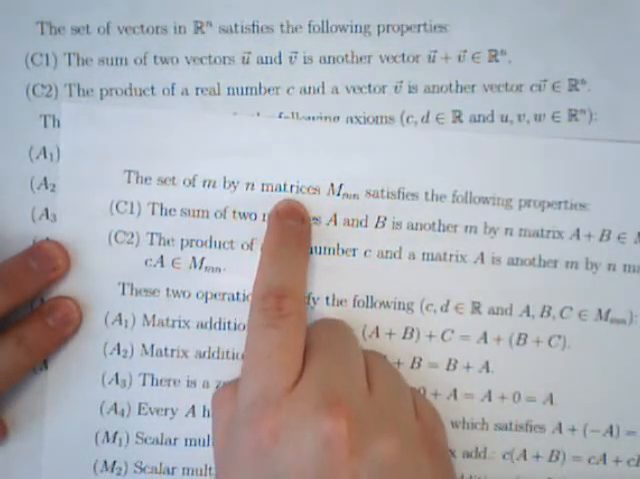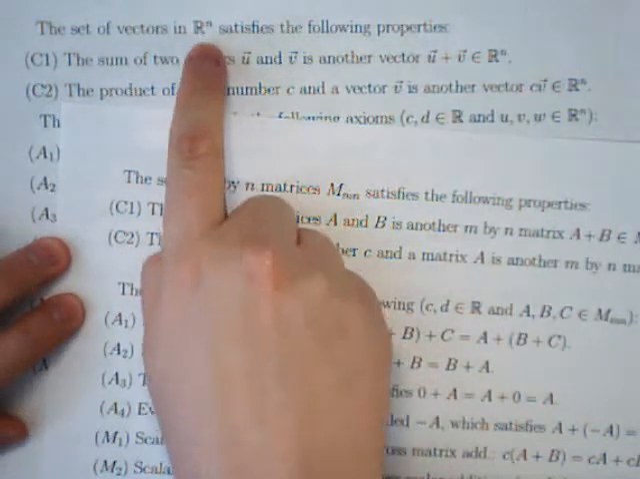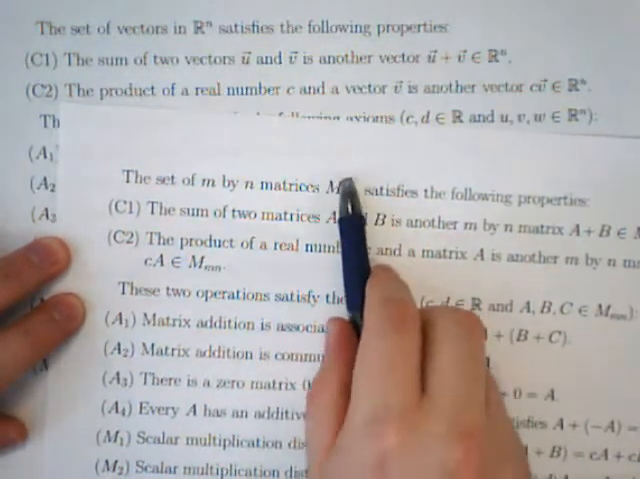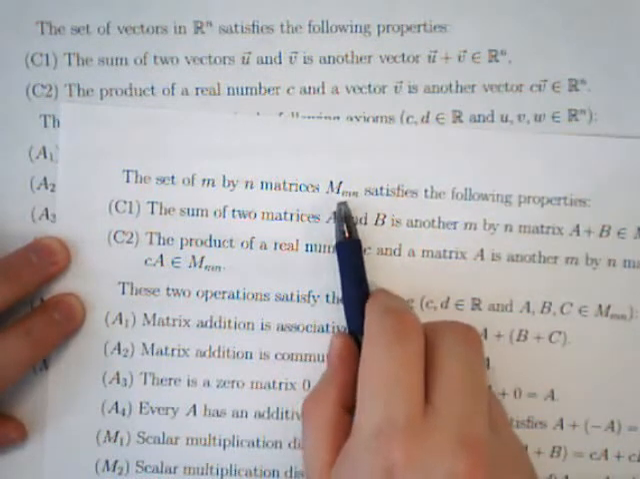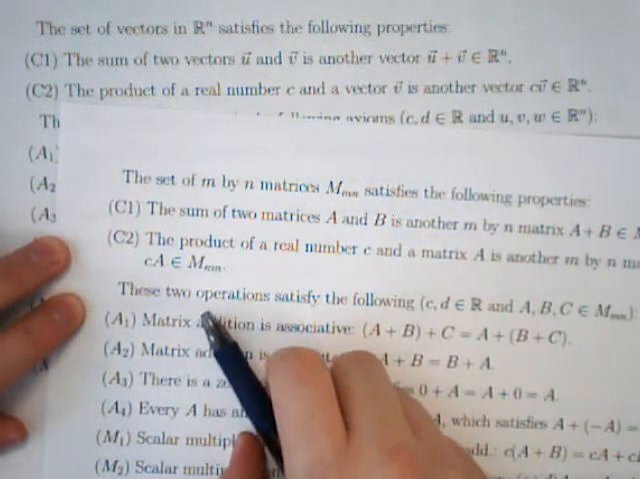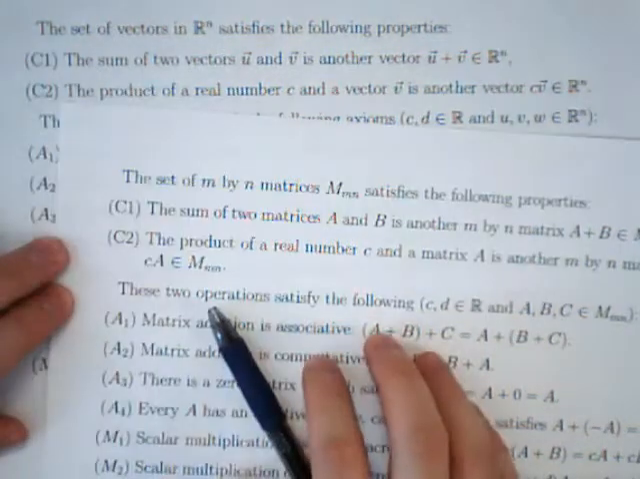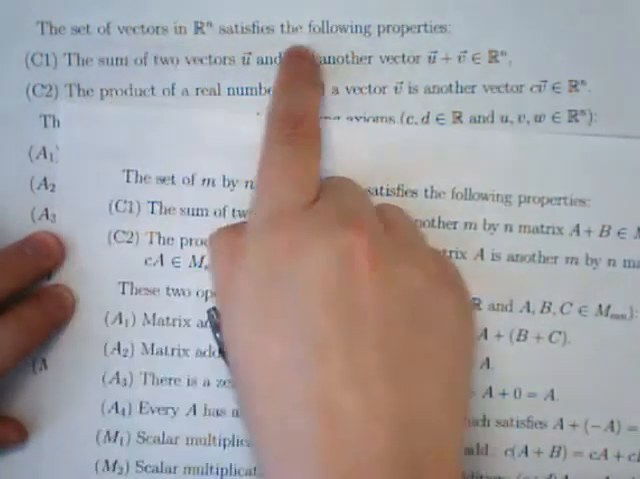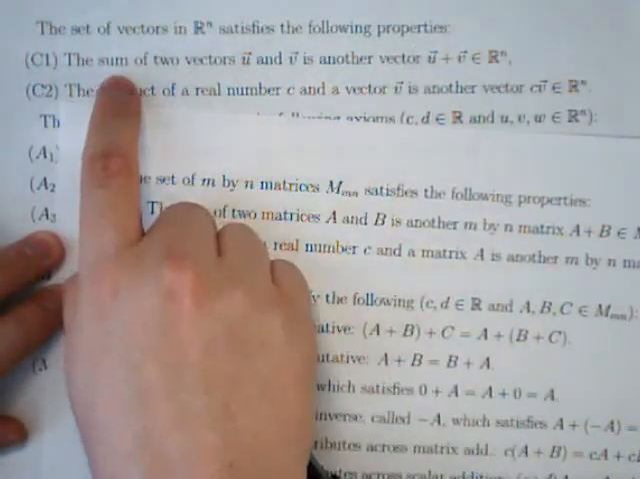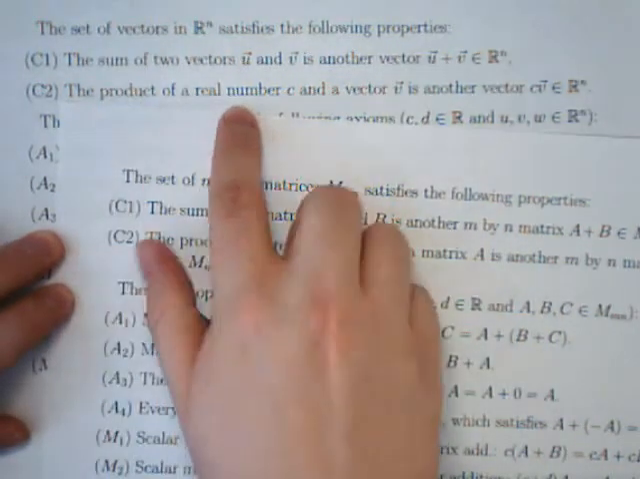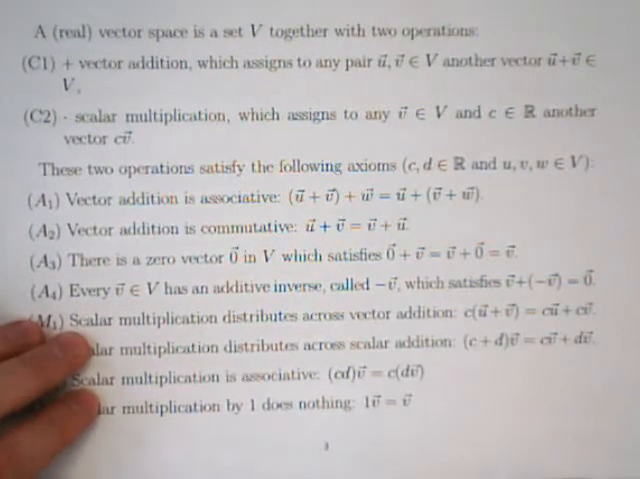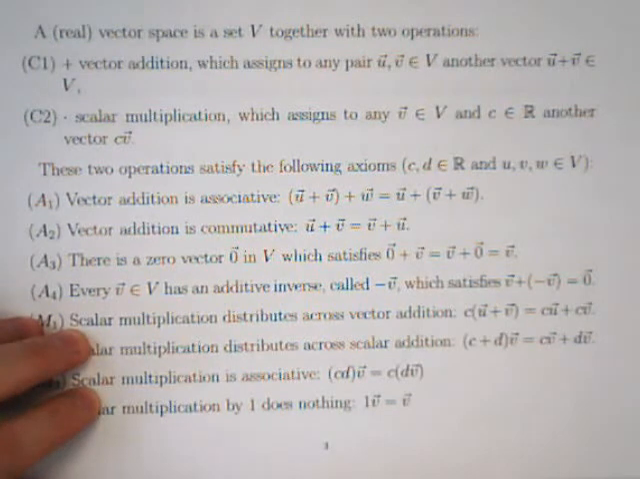So what we're going to do is remove Rn, and remove M sub mn. This notation right here is the notation used to talk about the set of all m by n matrices. And instead we're just going to say a vector space is a set of objects that satisfy, well, you need to have a way of adding things and you need a way of multiplying things. So that's what our definition of a vector space is. It's just an abstraction of what we do with vectors and matrices.